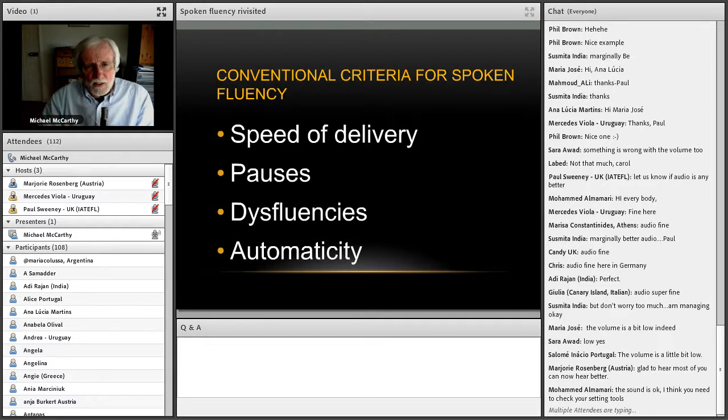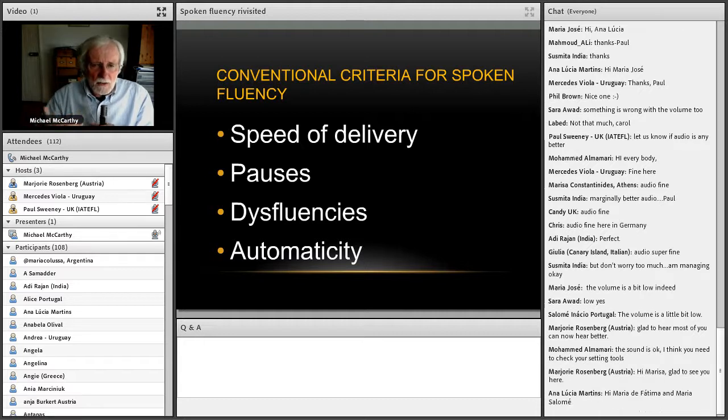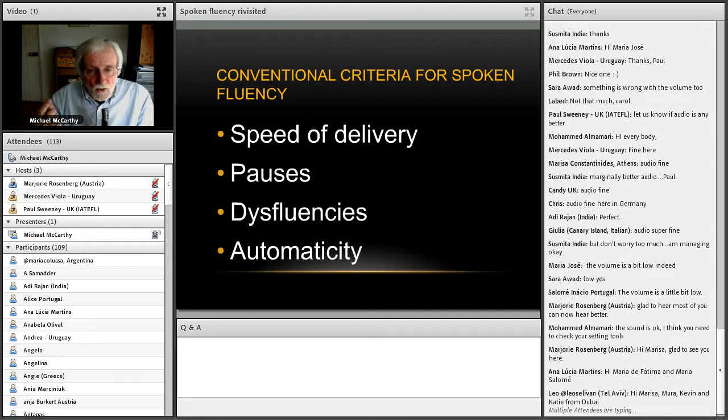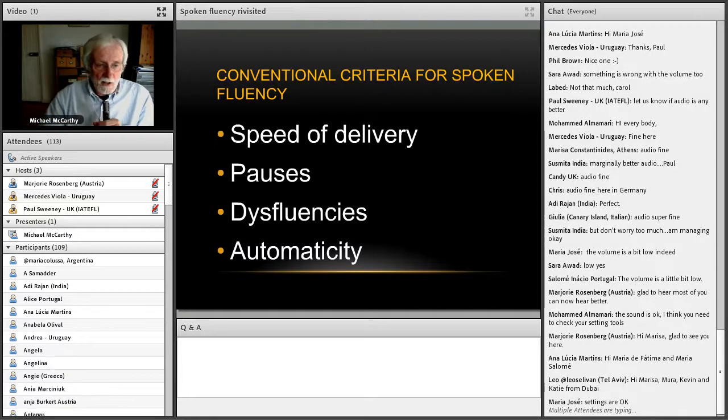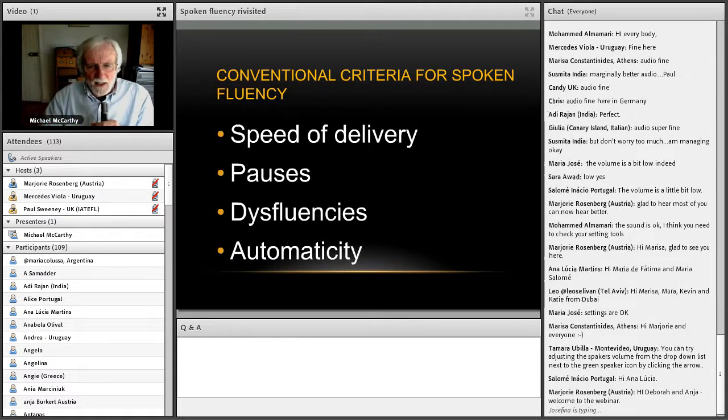The final criterion that we find in the research is automaticity. And this goes back to our dictionary definition of fluency, the ability to be ready and to speak easily and readily. And to do that, a lot of your language has to be automatic. You can't afford the time to think, how do I say this, or what do I say next? Now, this question of automaticity I'll come back to later. But those are generally the criteria that we find in the literature about fluency.